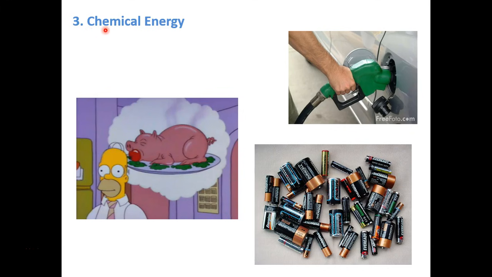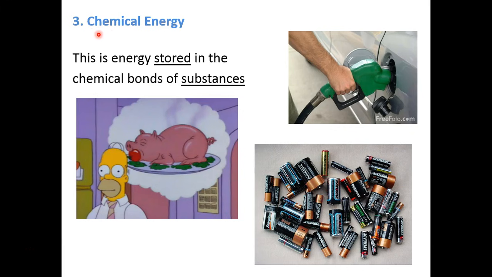Another form of stored energy is chemical energy. So chemical energy is energy that's stored in the chemical bonds of substances. There's quite a few forms of useful chemical energy. There's chemical energy in the food that we eat, and that energy needs to be released for our bodies. There's chemical energy in fuels like petrol that we use for our cars, and chemical energy in batteries.